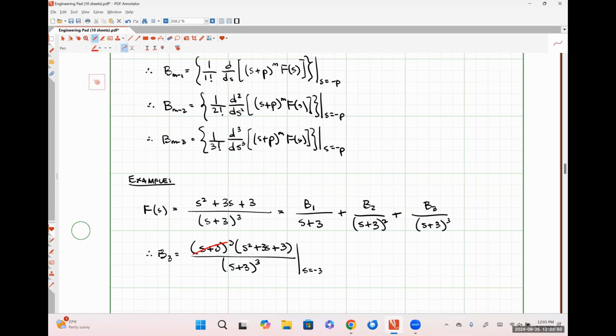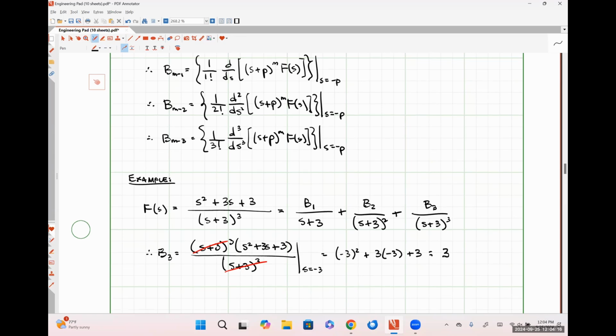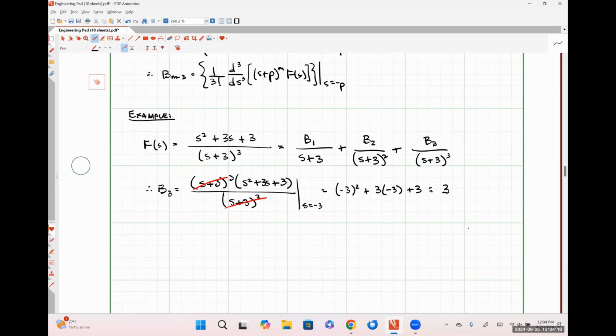Very obviously, this and this cancel each other out. So we get -3 squared plus 3 times -3 plus 3, which comes out to be, let's see. -3 quantity squared is +9. 9 minus 9 plus 3 is equal to 3. So that's our first one. Now B2.